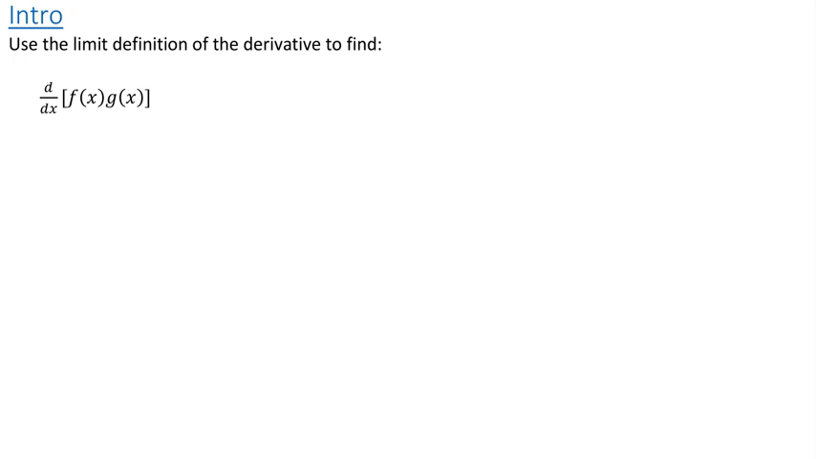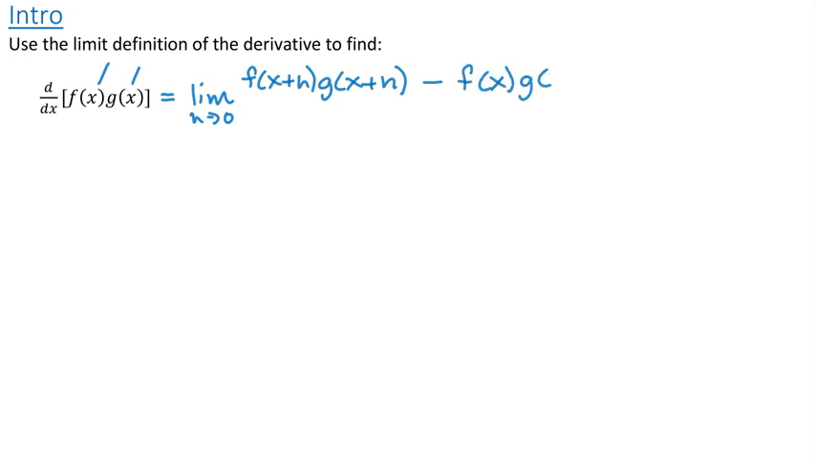Okay, so I'm going to start as usual by setting up the definition of the derivative. So we want the limit as h approaches 0 of our function evaluated at x plus h. And this might be confusing because part of our function is f and part of our function is g, but basically we're just plugging in x plus h to both pieces of that. So we'll need an f of x plus h times g of x plus h. And then we're going to subtract off the original function, which is f times g, and that's all over h.